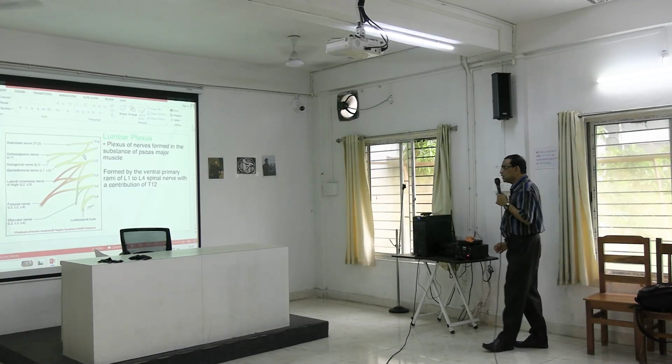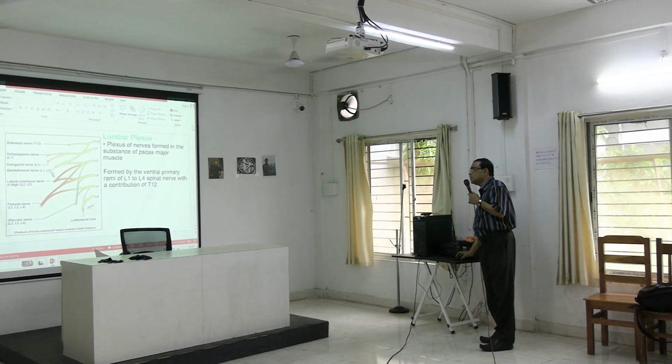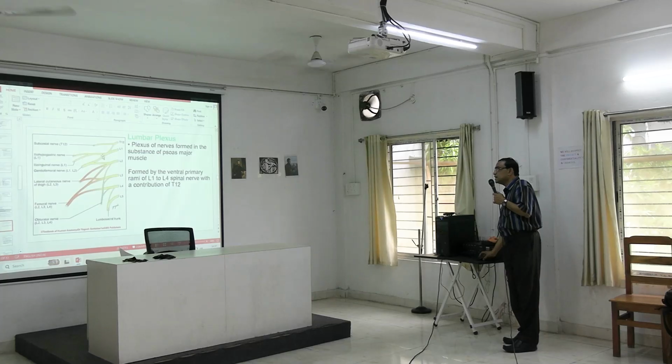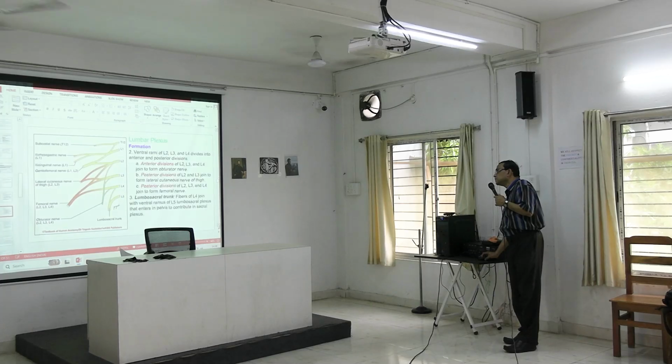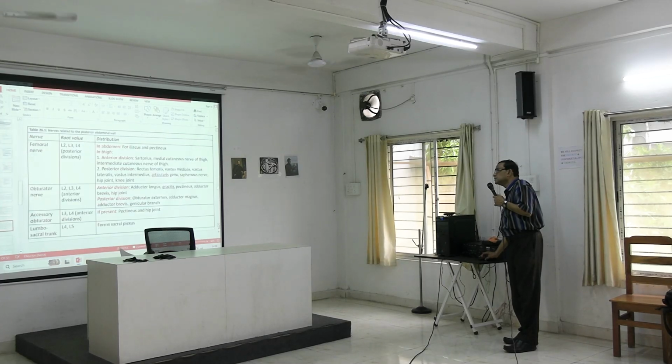So we can see iliohypogastric, ilioinguinal, we can see the genitofemoral L1, L2 and the dorsal branches of ventral rami of L2 and L3. This is the lateral femoral cutaneous, and dorsal branches of L2, L3 and L4 form the femoral nerve, and ventral branches of L2, L3 and L4 form the obturator nerve, and this is the lumbosacral trunk. That is the lumbar plexus.